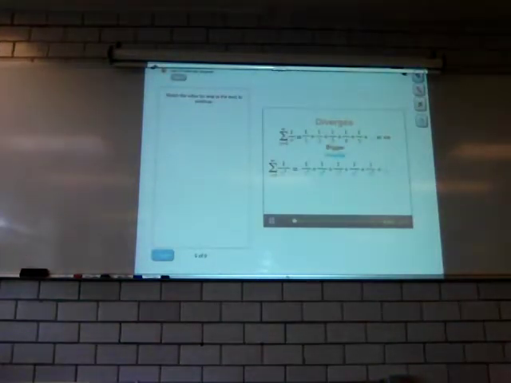Yes, the squares are the smaller terms. So if you know that the harmonic series diverges, and that the squares here are the smaller terms, what can you say about this series down here?